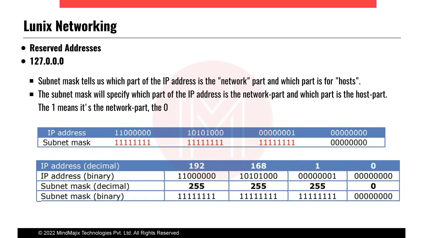Wherever zero is mentioned, this is the host part of that 32-bit IP address. So 24 bits are the network bits, and the remaining 8 bits are the host bits. The host range will be from 0 to 255. How can we decide that? It is 2 raised to 8, since we have 8 bits, and then it becomes 255.